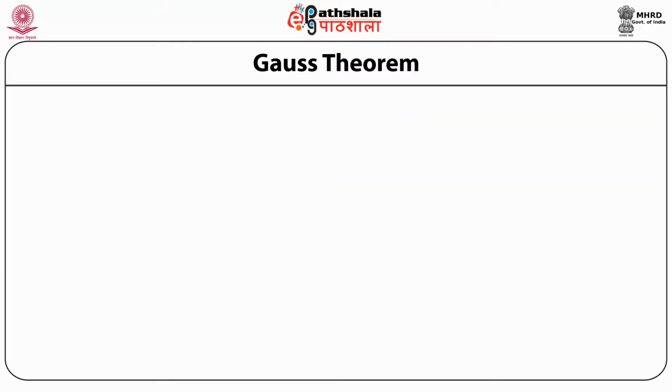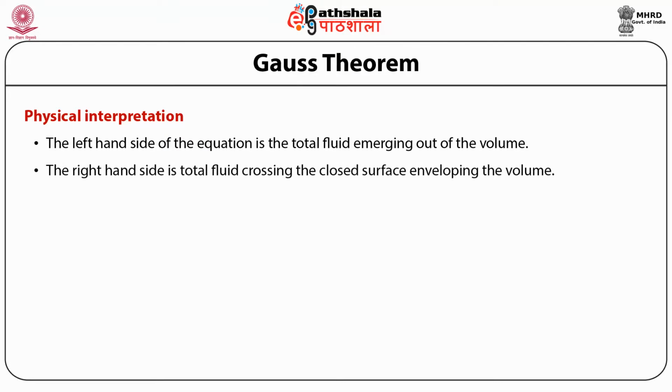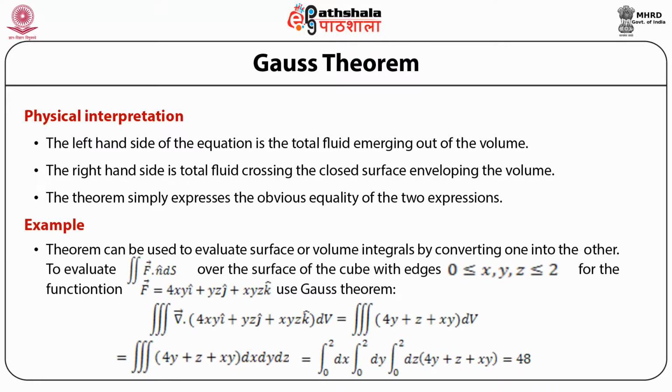Physical interpretation. The left-hand side of the equation is the total fluid emerging out of the volume. The right-hand side is the total fluid crossing the closed surface enveloping the volume, and the theorem simply expresses the obvious equality of the two expressions. So let us see one more example. The theorem can be used to evaluate surface or volume integrals by converting one into the other.